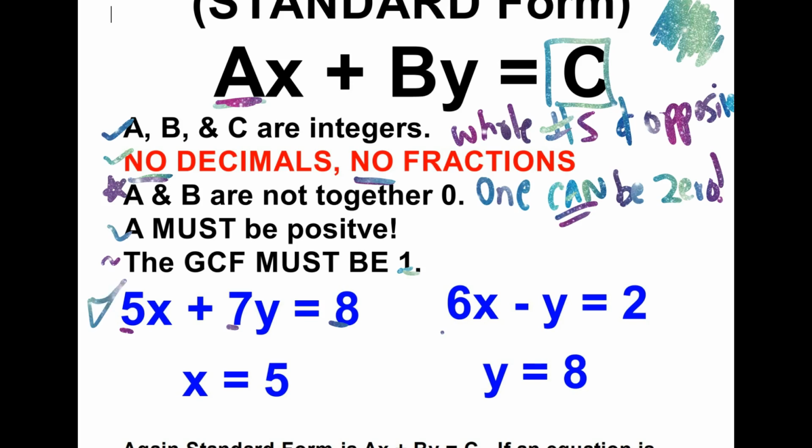So let's see. A, B, and C are integers. Yes. B is a -1. Math competent people know that. A and B are not together 0. Clearly, 6 and -1, you know, if there was 0, they wouldn't be here. A must be positive. A is positive, yeah. And the greatest common factor between 6, -1, and 2 is 1. That's the only number that divides into all of those numbers evenly.